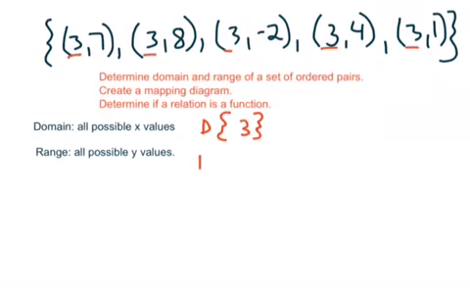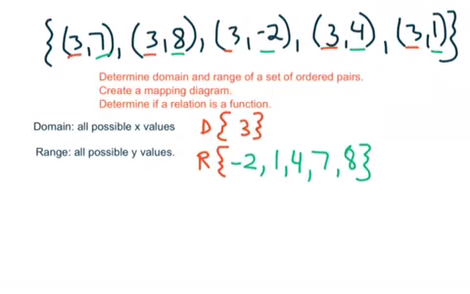Now for the possible y values, or the range, I have possible values of -7, 8, -2, 4, and 1. I'm just going to put these from smallest to largest. So my smallest number is -2. Then I have 1, 4, 7, and 8. So my domain, my possible x values, is 3. My range, my possible y values, are -2, 1, 4, 7, and 8.